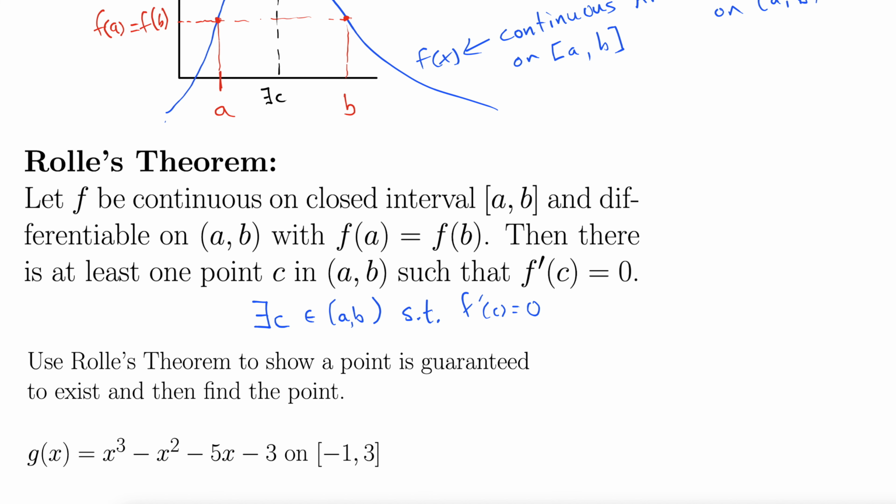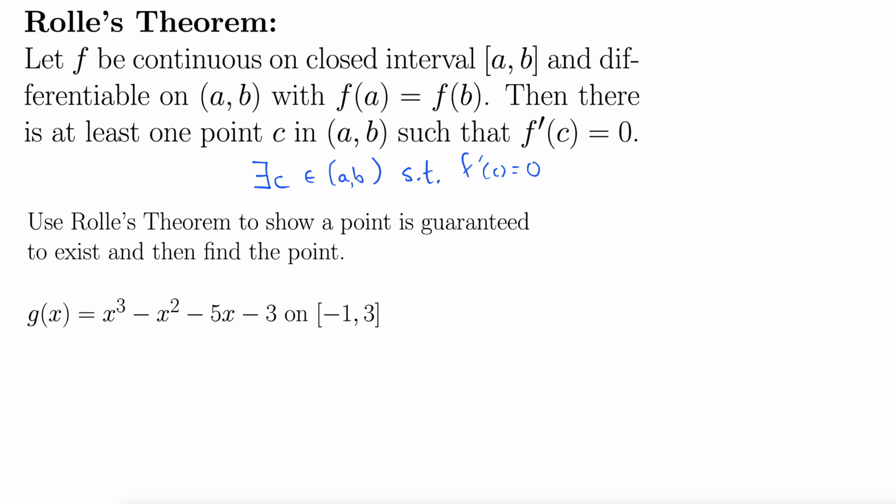Okay, so step one, let's use Rolle's theorem to show that a point is guaranteed to exist. Let's check that it meets the conditions to use Rolle's theorem. That is, we have to show it's continuous on that closed interval and differentiable on the open interval, and that f of a and f of b are equal.